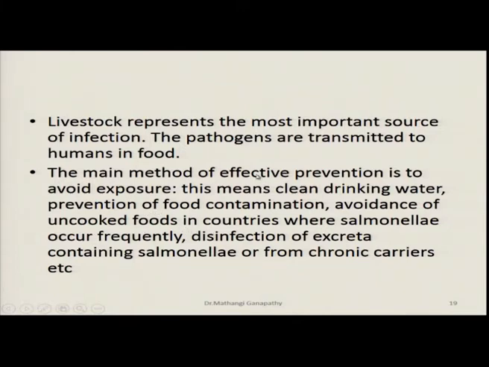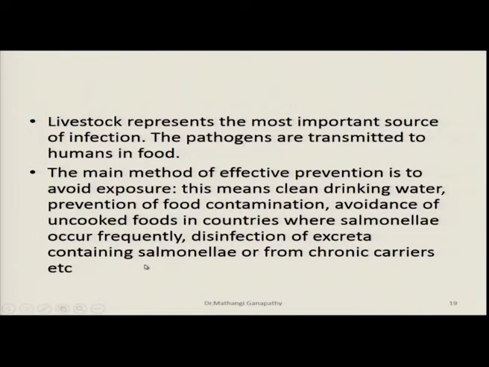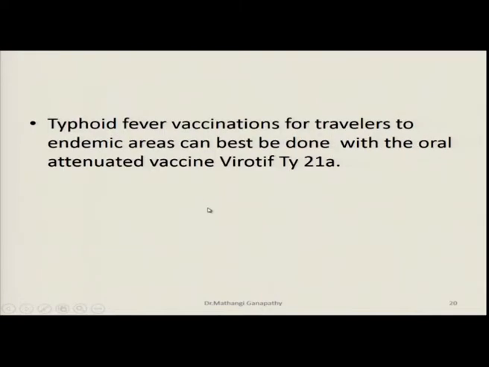And the main method of effective prevention is to avoid exposure, meaning clean drinking water, prevention of food contamination, avoidance of uncooked food in countries where salmonella occurs frequently, disinfection of the excreta containing salmonella or from chronic carriers, etc. So, these steps will lessen the epidemic spread.